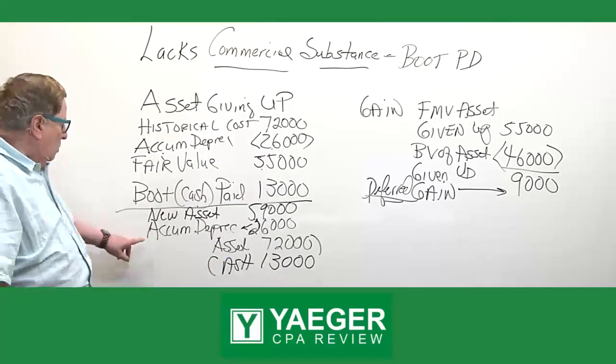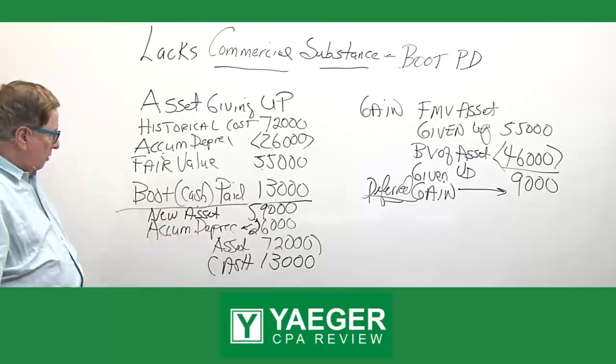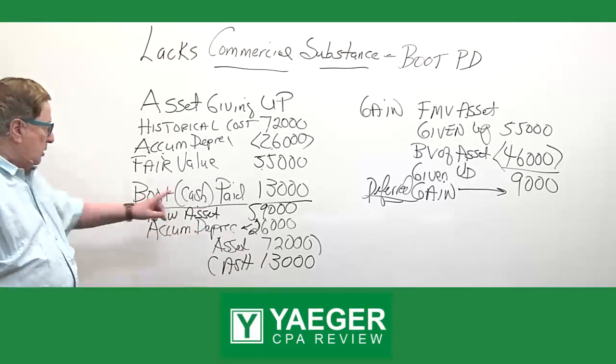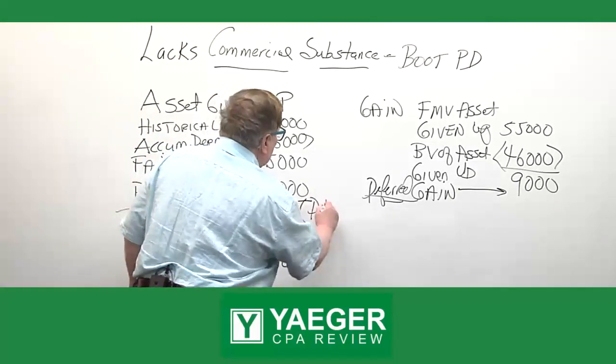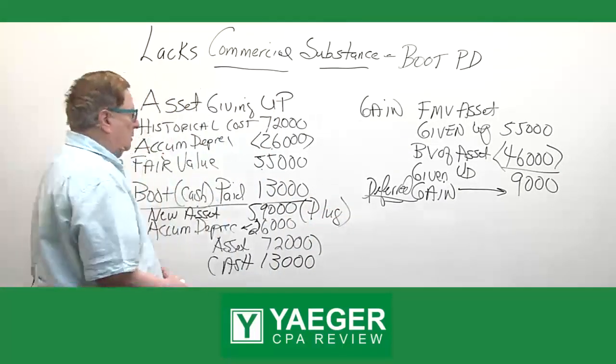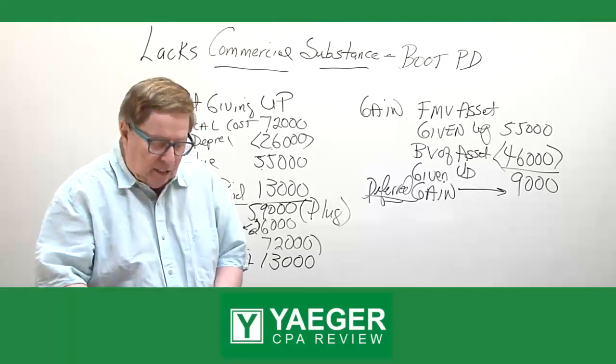All right, you always know the accumulated depreciation you're writing off. You know the asset you're writing off. You know if they paid any cash or received cash. And the plug is always what? The value of the new asset. Okay, that's all you have to know. All right, now let's go to the next scenario.